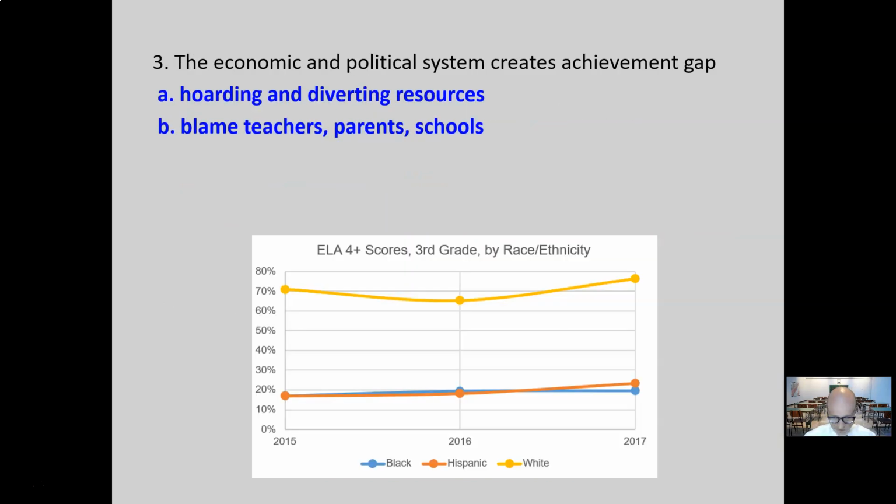Now, the economic and political systems in place create the achievement gaps. It creates the conditions in which the achievement gaps occur. It's the hoarding and diverting of resources. We get the tax cuts, and then they turn around and blame the teachers, the parents, the schools. The tax cuts go to the wealthy, they hoard the resources, and then they tend to blame the schools, the teachers, for the problems. If they would just get tough, if they would just use more direct instruction, teach more phonics, you do that. Give us the resources, and you'll see much of the academic achievement gap disappear.